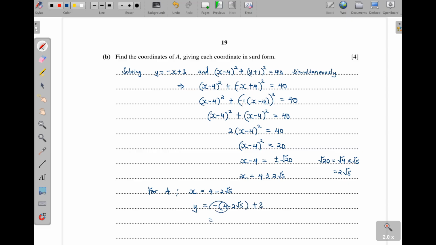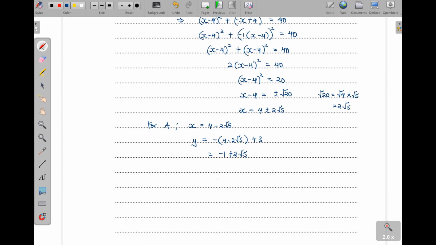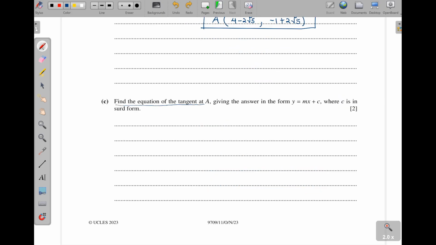So we shall have negative 4 plus 3. That will be a negative 1, not so? And then negative makes this one a positive. So plus 2 root of 5. So smartly, I can write the coordinates of A as A 4 minus 2 root of 5 in the third form. And then also this one is negative 1 plus 2 root of 5. As simple as that. Part C, find the equation of the tangent at A, giving the answer in this format.